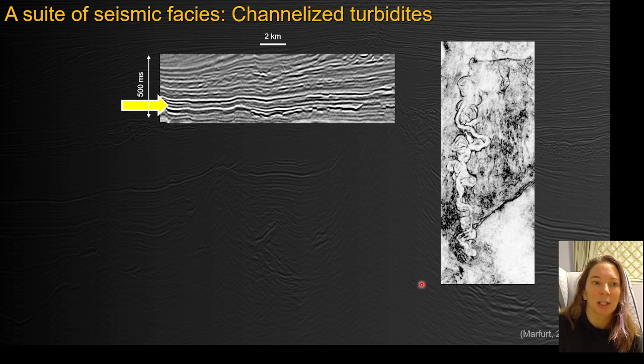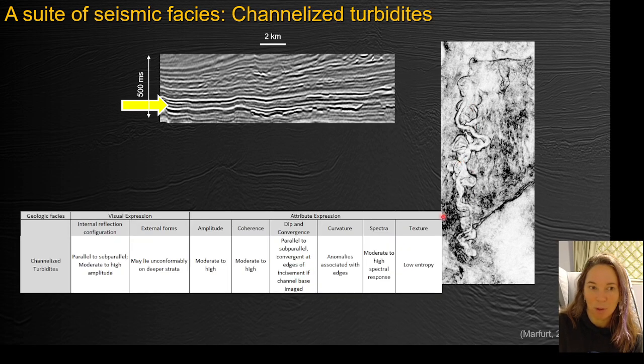Here we're looking at some channelized turbidites, so we can look at them right in this area in terms of a vertical slice, and here we've got a lovely time slice, both of these from Kurt Marfurt's textbook. I'm not going to go through any more examples after this, though I have like 20, but we can think about the internal reflection configuration, which in this case would be parallel to subparallel, moderate to high amplitudes.